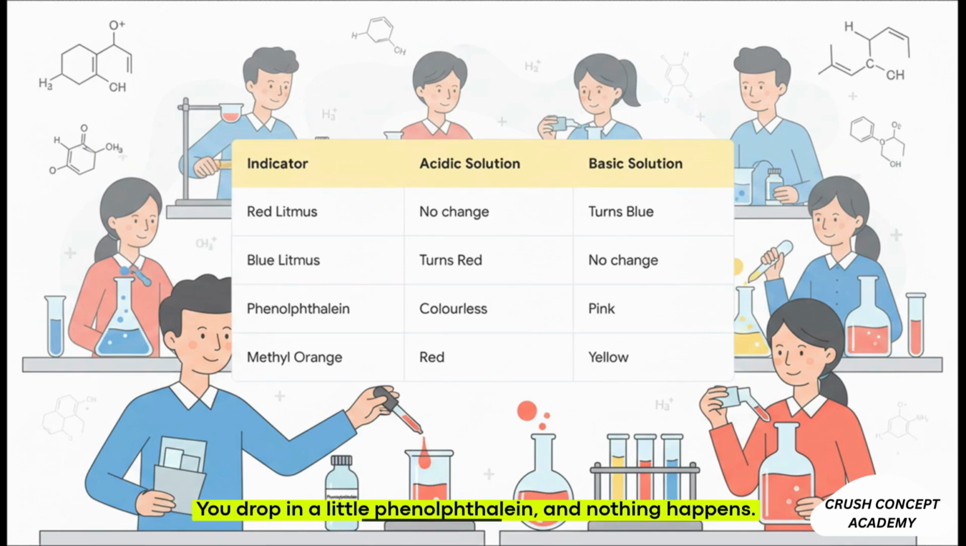You drop in a little phenolphthalein, and nothing happens. It stays completely colorless. Boom, you know you've got an acidic solution. But if that liquid suddenly turns a vibrant, bright pink, you've definitely got a base on your hands. Or take methyl orange. It turns red in an acid, but a sunny yellow in a base. It's almost like a secret, color-coded language just for chemistry.